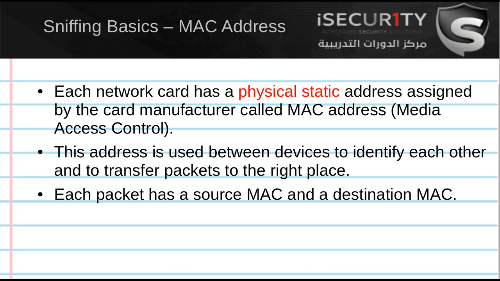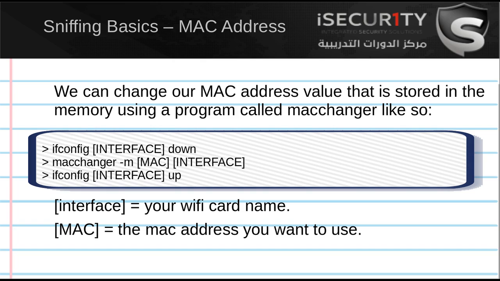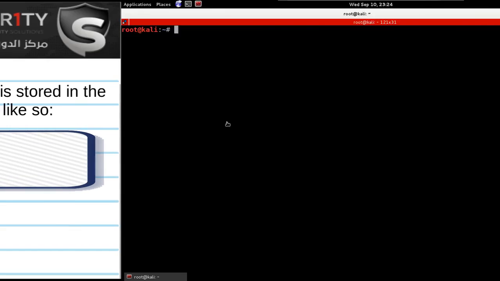So, as I said, it's physical and static, so the only way to change the MAC address is to change it in the RAM. So it will only be changed for this session. Once you restart your device, you have to change it again. To do this, it's very simple. We're going to use a tool called MAC Changer. So let's see how we do that.